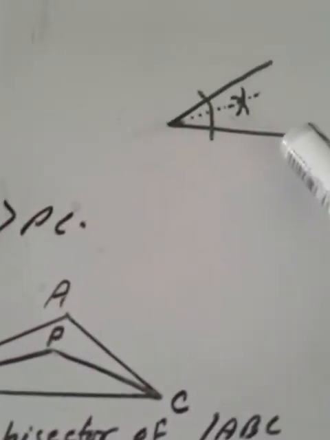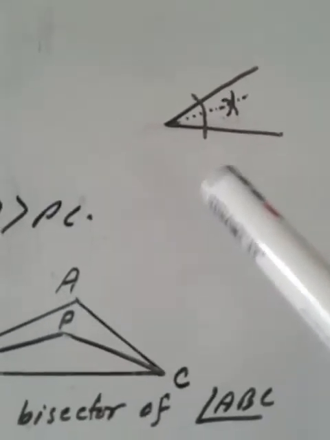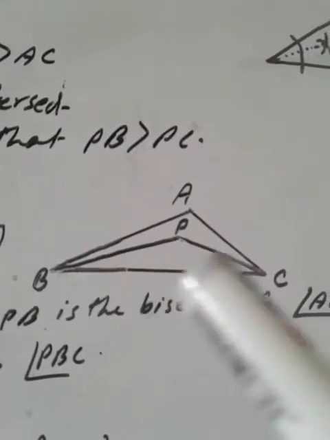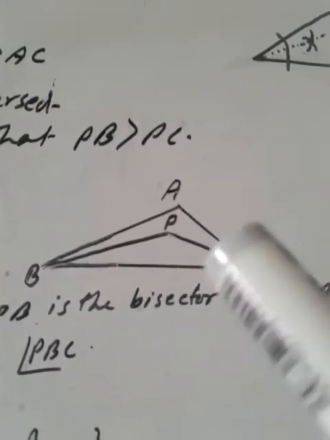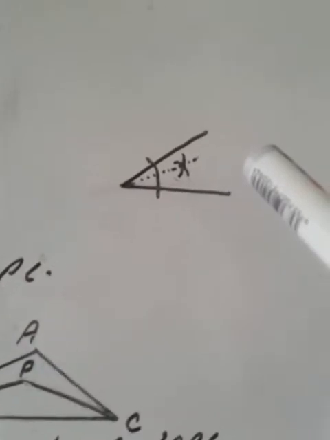If you want to draw the bisector, how to draw? See this, you have to draw the bisector like this. You have to draw the bisector of angle ABC, BP, and the bisector of angle ACB, PC. You have to draw it like this.